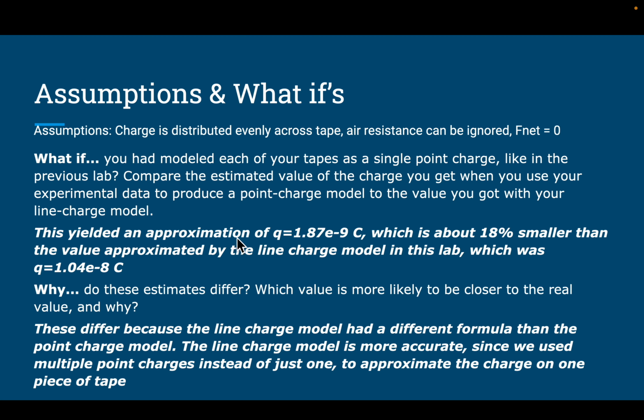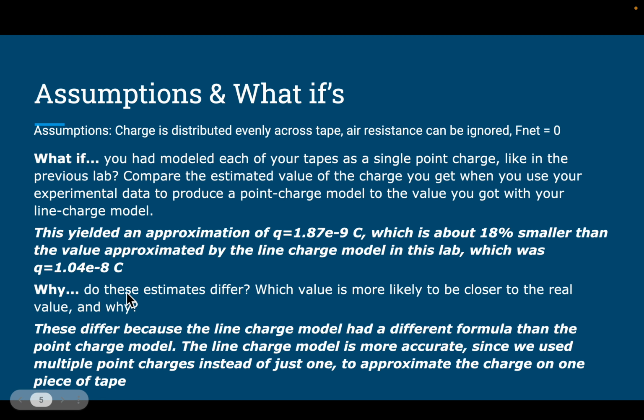And then the questions here: what if you had modeled each of your tapes as a single point charge like in the first lab, and compare the estimated value of the charge you got? Well, in the first lab, when I did this with a single point charge, the approximation that I got was Q equals 1.87 times 10 to the negative 9 coulombs, and that's about 18% smaller than the value I got with the line charge model in this lab, which was 1.04 times 10 to the negative 8 coulombs.